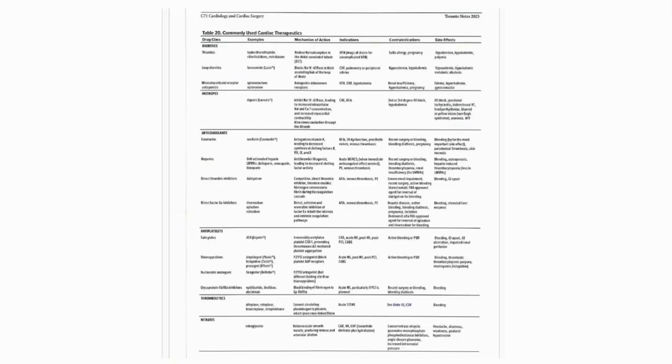Direct factor 10A inhibitors. Examples include rivaroxaban, apixaban, edoxaban. These drugs selectively inhibit factor 10A, preventing thrombin generation. Indications include atrial fibrillation, venous thrombosis, and pulmonary embolism. Contraindications include active bleeding and severe liver disease, pregnancy, and lactation. Major adverse effects include bleeding and elevated liver enzymes.